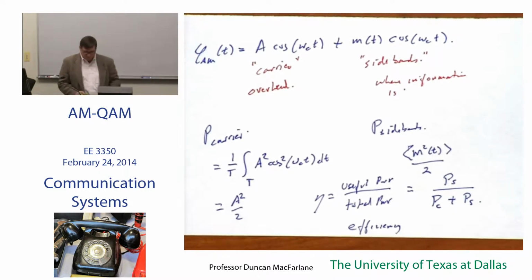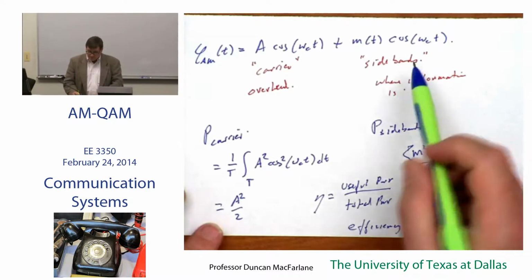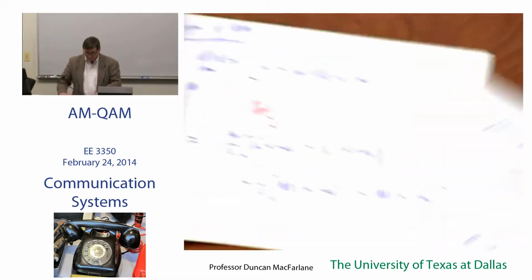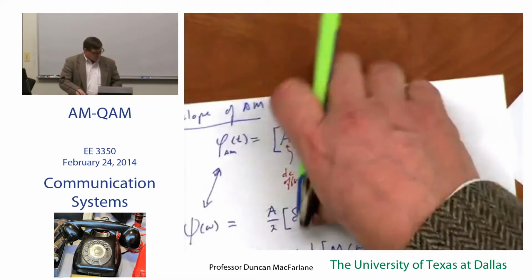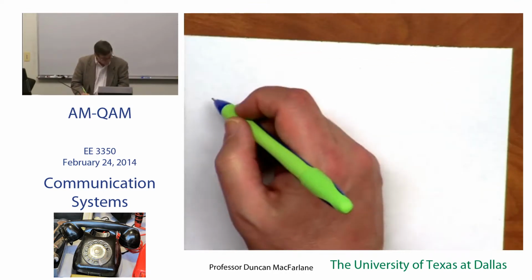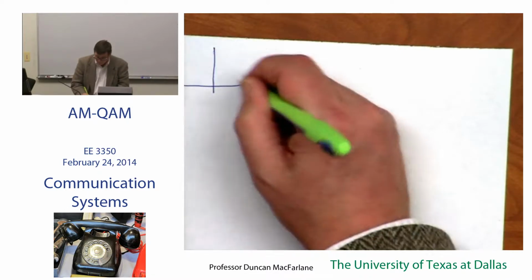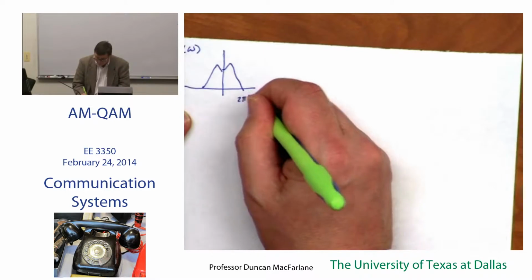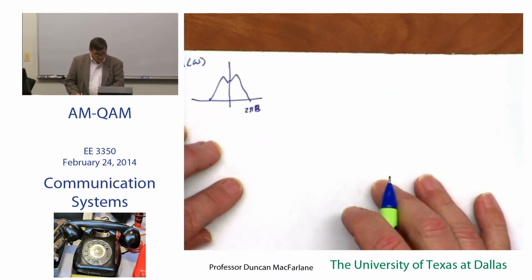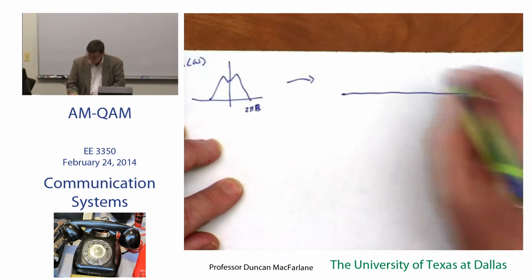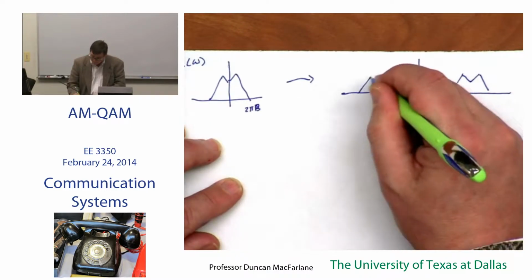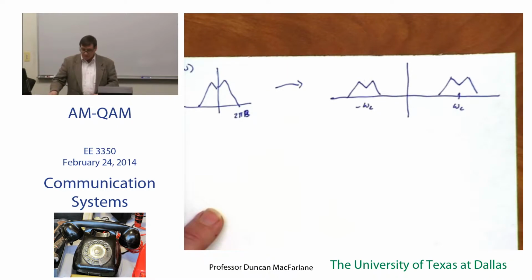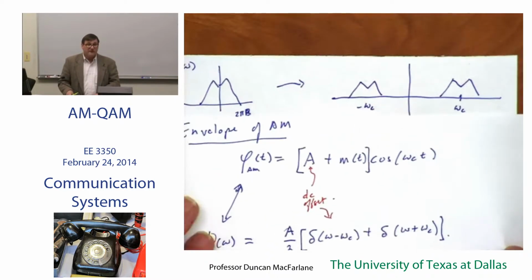Now, I want to put some pictures to this. I use the term sidebands, for example, and I use the term carrier, for example. And we talked about what this would look like in the frequency domain. So my first order of business is to draw this in the frequency domain. And I'll just remind you that here's my M of omega, and this is 2 pi B. And so this will Fourier transform to that.